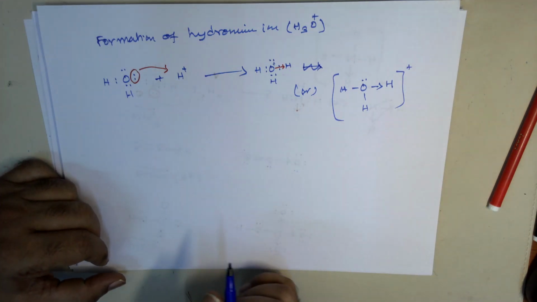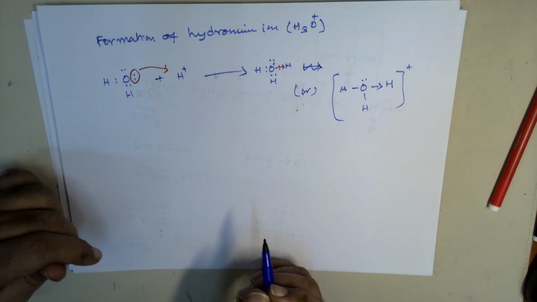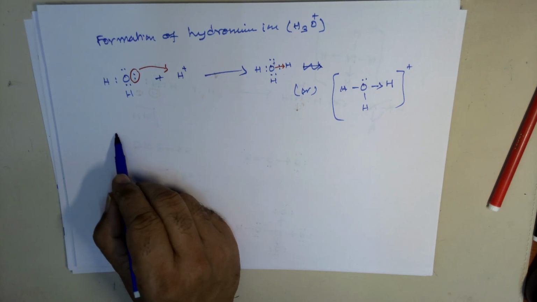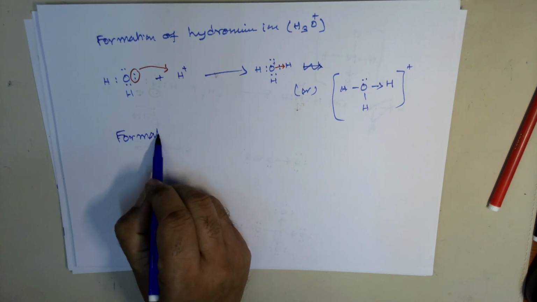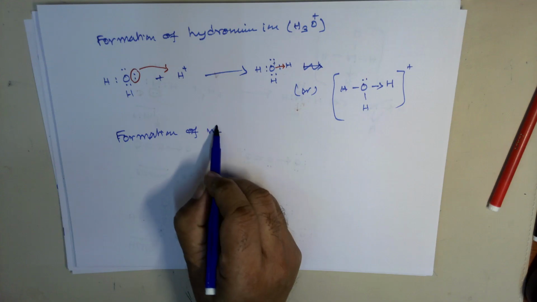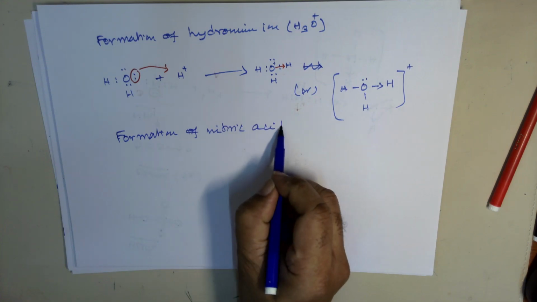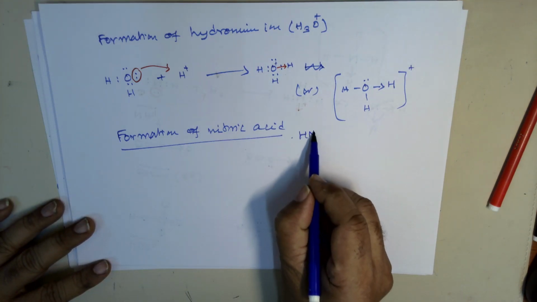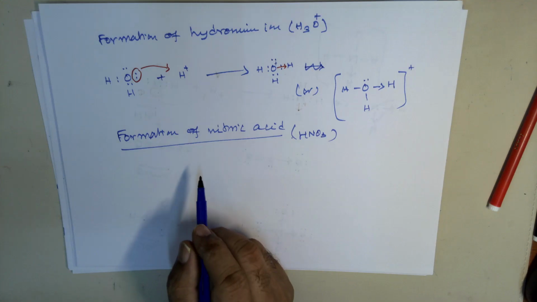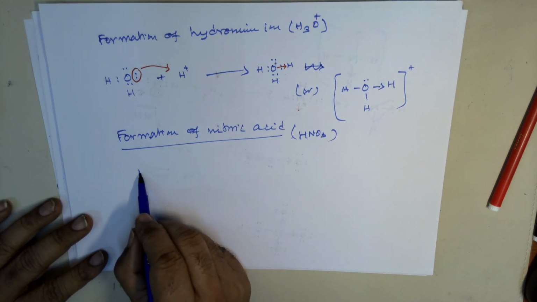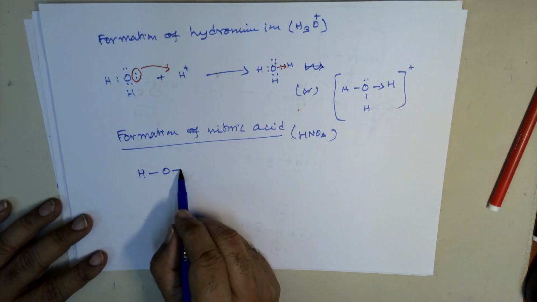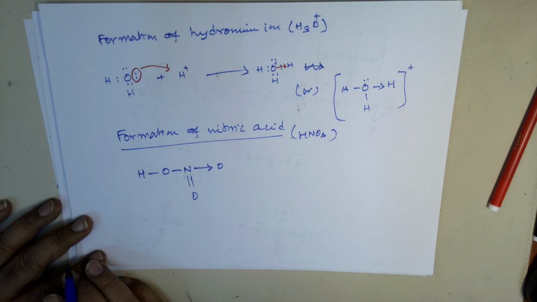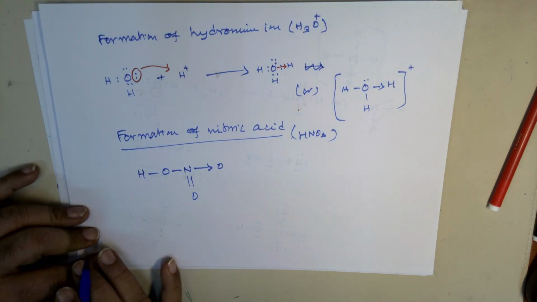Okay. Shall we try nitric acid? Do it. Nitric acid. Formation of nitric acid. HNO3. Let me draw the bond structure. H, O, and then N, O, coordinate, double bond O. I have given the clue. Now you have put the electron top.